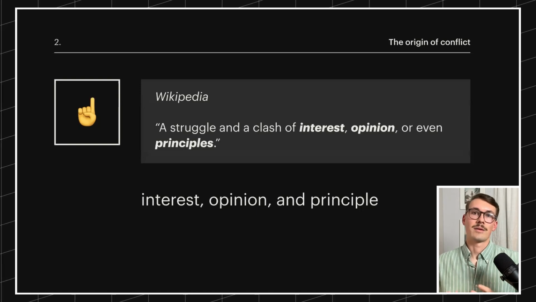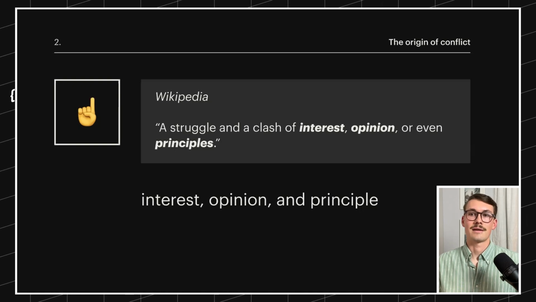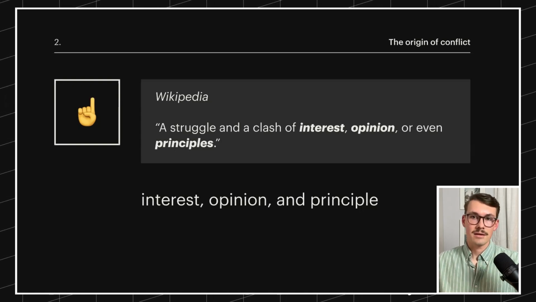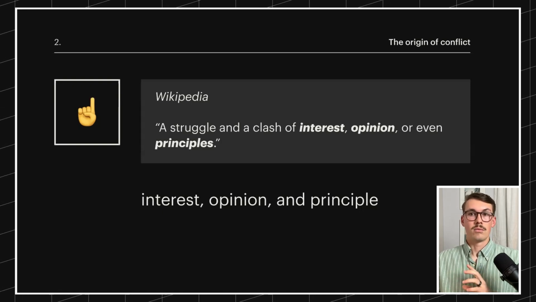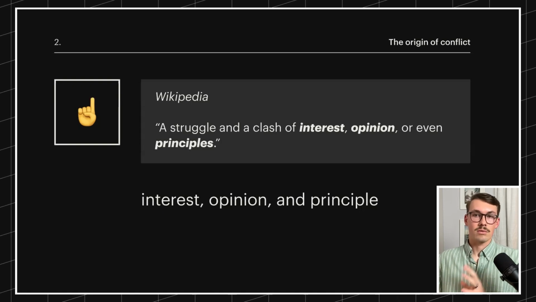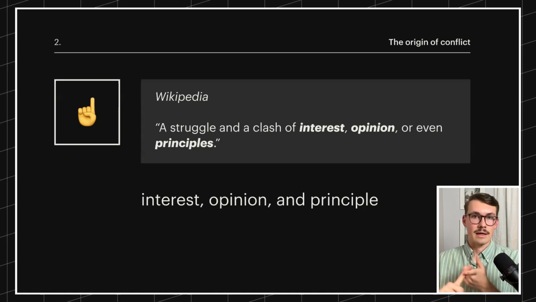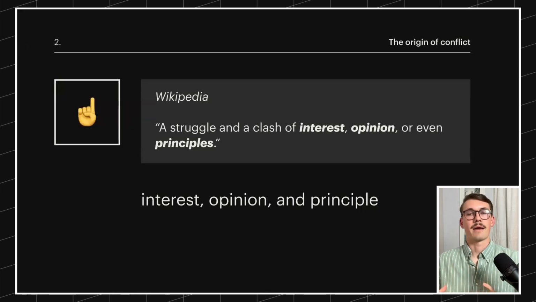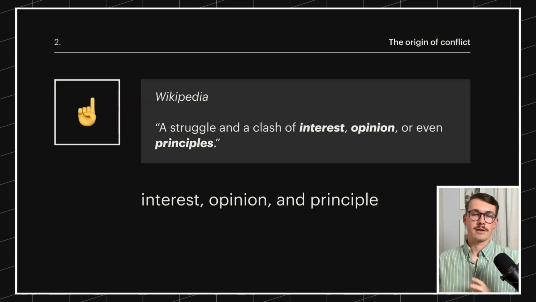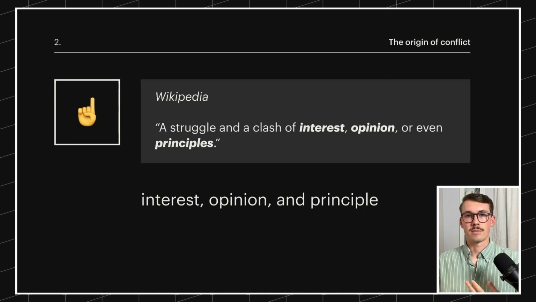Let's look back at Wikipedia's definition here of conflict. It says it's a struggle and a clash of interest, opinion, or even principles. These are important here. So what is this telling us? That issues arise when expectations around interest, opinion, or principle are not met on one side or the other. So think about these words: interest, opinion, principle.